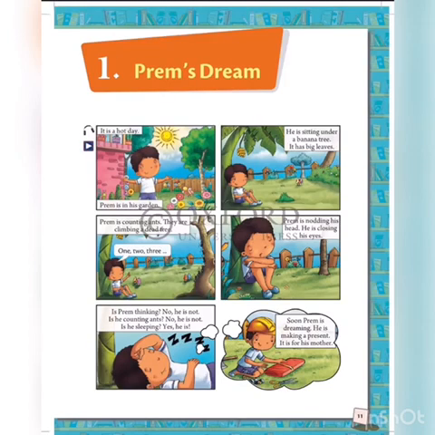He is sitting under a banana tree. It has big leaves. As you can see in the picture, he is sitting under the banana tree, and the banana tree has big leaves. Prem is counting ants. They are climbing a dead tree. As you can see in the picture, children, Prem is counting ants. Where are the ants? Ants are climbing a dead tree. He starts counting 1, 2, 3.